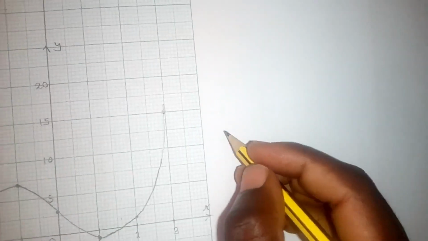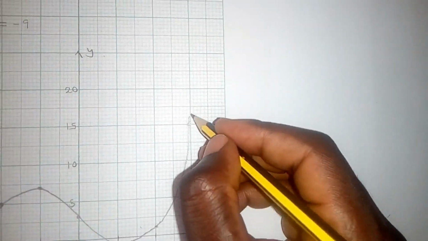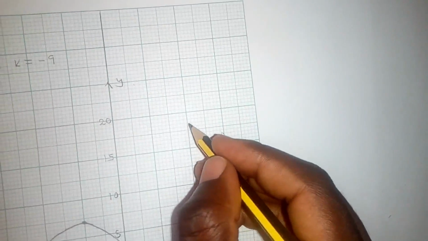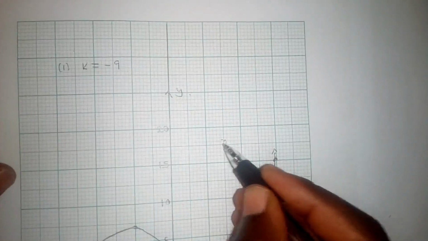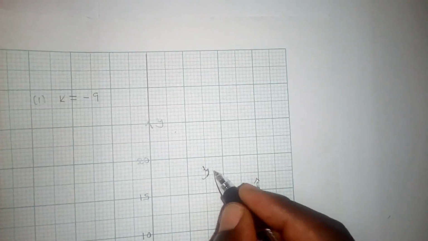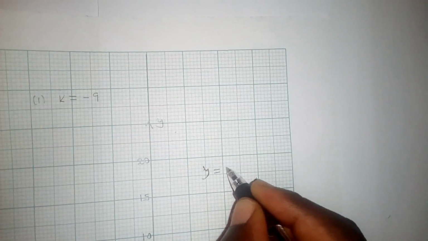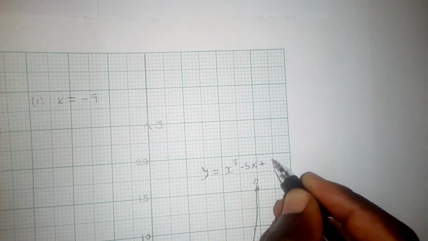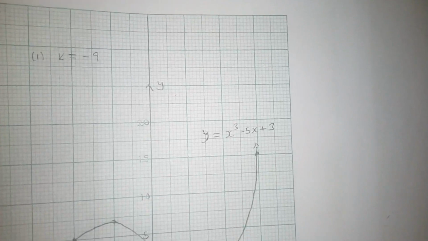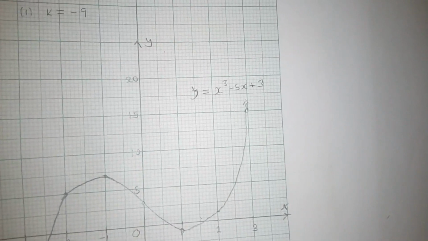We're done with it, joining them. So now the next thing will be to write our equation. We can write our equation here, which is y is equal to x cubed minus 5x plus 3, to show that this is the equation we're dealing with.